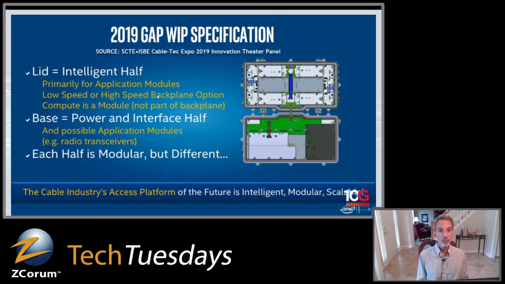this was a slide in one of the presentations. You can see here that the way they're looking at it is the lid is the intelligent half. That's where your application modules will generally go. A couple of different backplane options, high and low speed, and then you've got the base, which is where your power is. I think maybe the compute module is in the base too. I'm not sure if that's shown here, but you've got these two different halves, and they want both to be modules, so that you've got your housing and these modules go in there, and as long as the modules support the standards of the housing, then everything will work just fine.